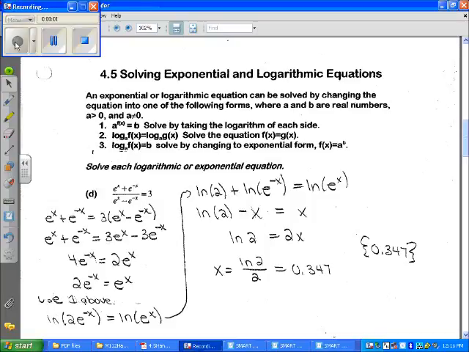Going to look at 4.5, part E. This relates to number 2 up here. Let's take a look at that first. Number 2 says log base a of f of x, if that's equal to log base a of g of x, then f of x must be equal to g of x. Okay, so that's what this one relates to. So let's go ahead and go to part E now.